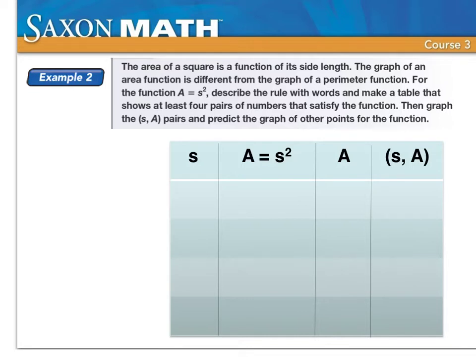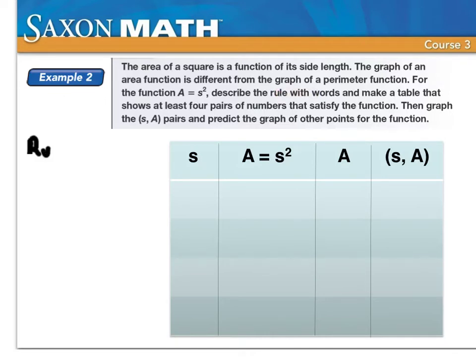For the function area equals side squared, because that's how we find the area of a square. We take a side times itself to find the area of a square. It says describe the rule with words and make a table that shows at least 4 pairs of numbers that satisfy the function. Then graph the S-A pairs and predict the graph of other points for the function. So first thing we need to do is describe the rule in words.